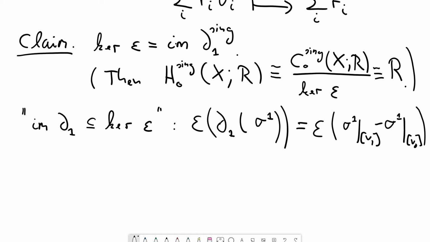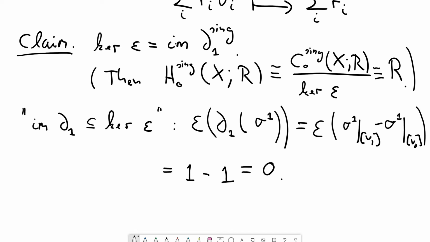And, well, what is this? Let's remember the definition. This augmentation homomorphism just adds up the coefficients of this singular 0 chain here. And we have a coefficient +1 here and a coefficient -1 here. A ring in our definition always contains a unit. So this is just 1 minus 1, which is 0. Somehow the pen doesn't really detect my writing here.